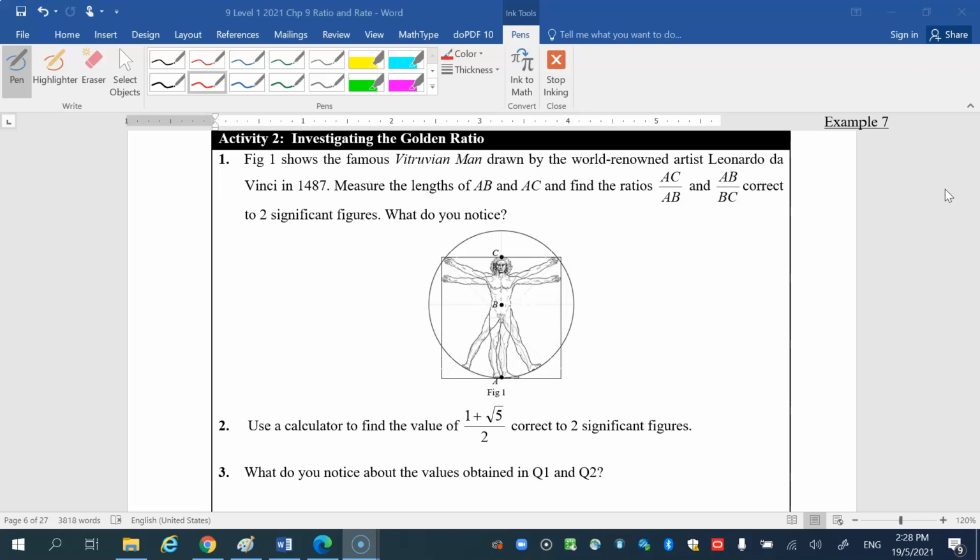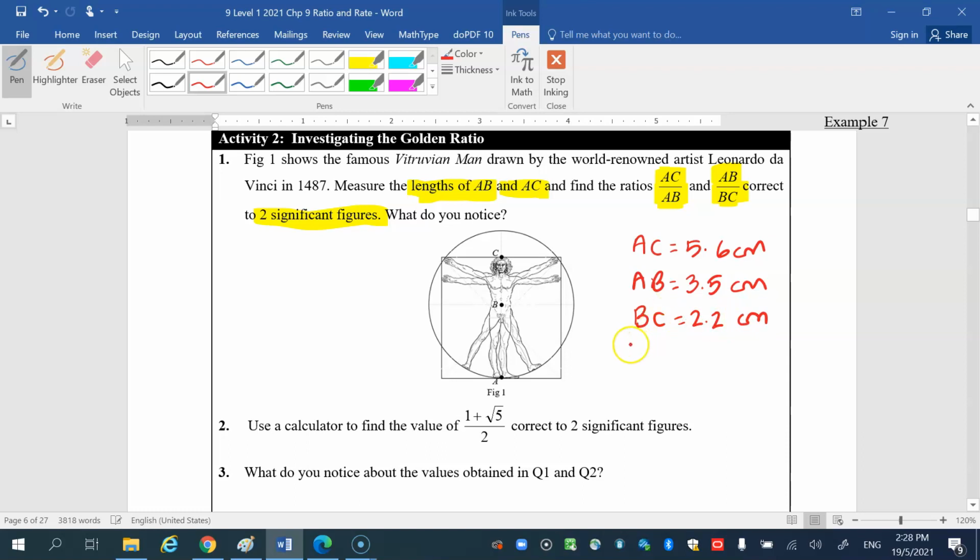Okay, but for now, on your notes, if you look at this famous drawing, let's look at points A, B, and C. And now we're going to find the lengths of AB and AC and find the ratios AC over AB and AB over BC, correct to 2SF. Okay, so if you use your ruler and do a quick measurement, you realize that AC is about 5.6 cm, AB is about 3.5 cm, and BC is about 2.2 cm.